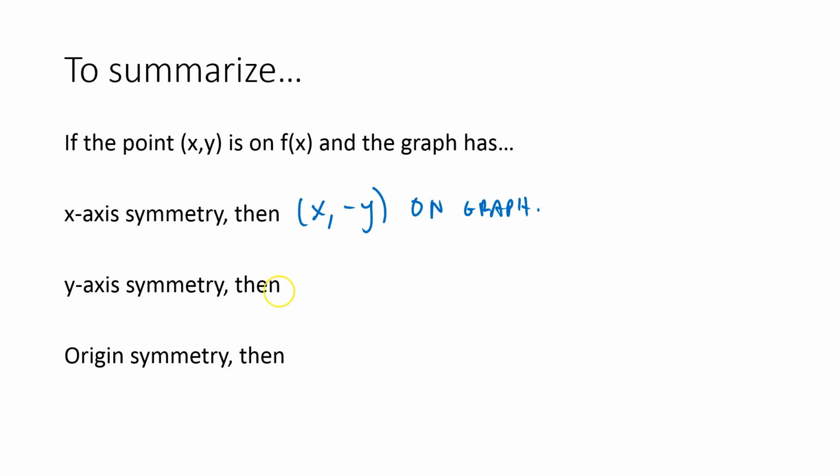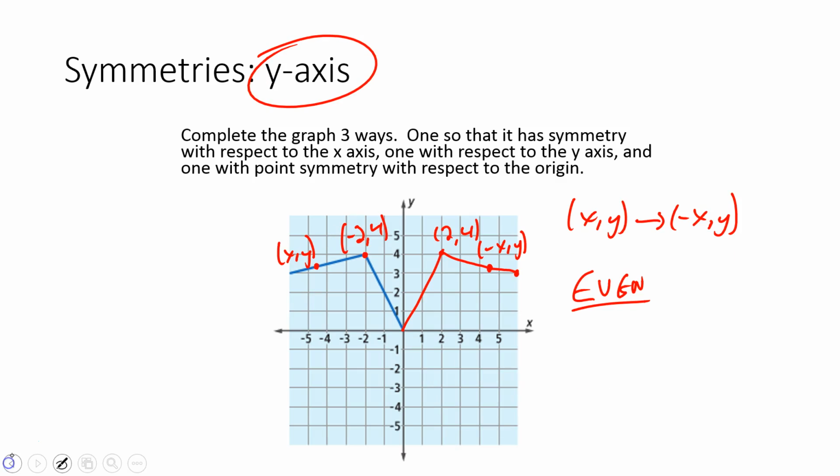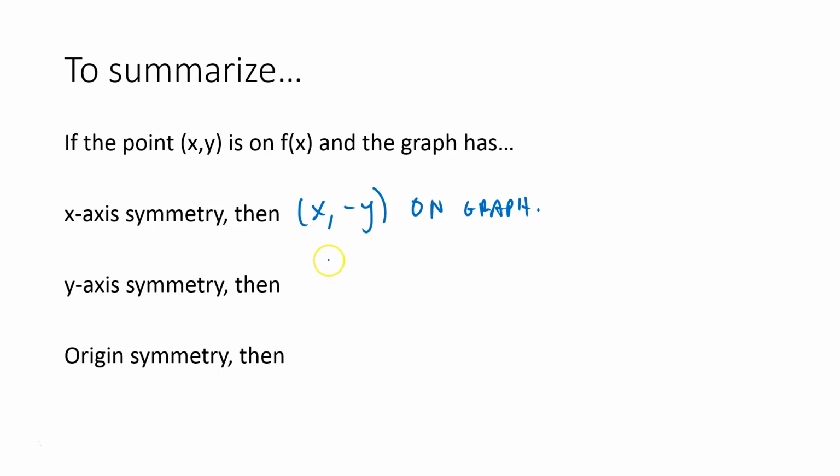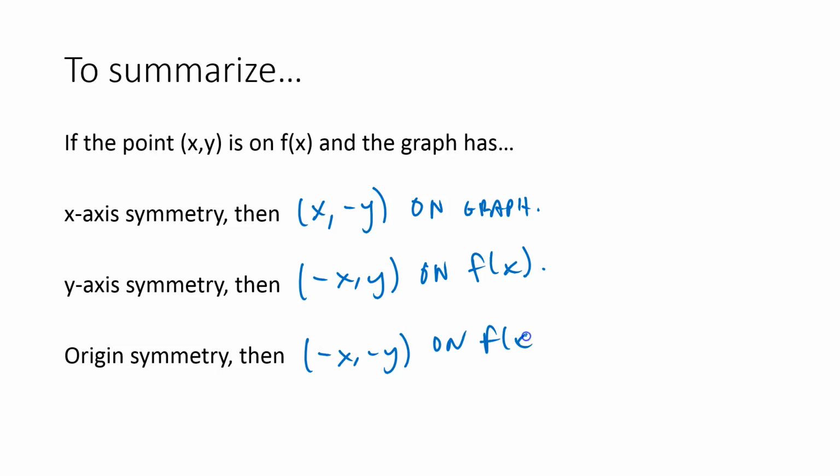If you have y-axis symmetry, so if we go back a couple slides here, that's where we said xy is on the graph. That means negative x, y also has to be on the graph. And this time we have a function. This time it's on f of x. And if we have origin symmetry, that's where we had to change the x because it flipped over the y-axis, and we had to change the y because it also flipped over the x-axis. So that meant that negative x, negative y is also going to be on f of x.